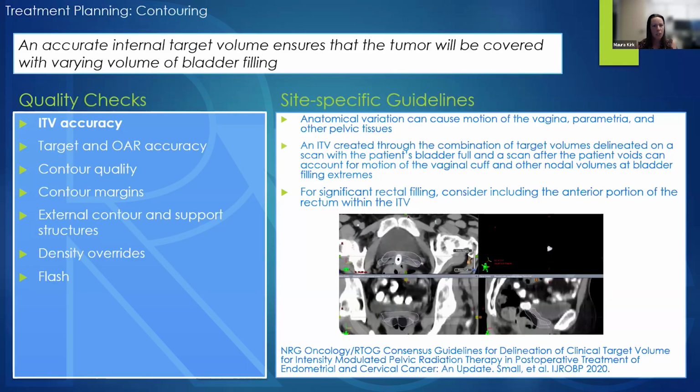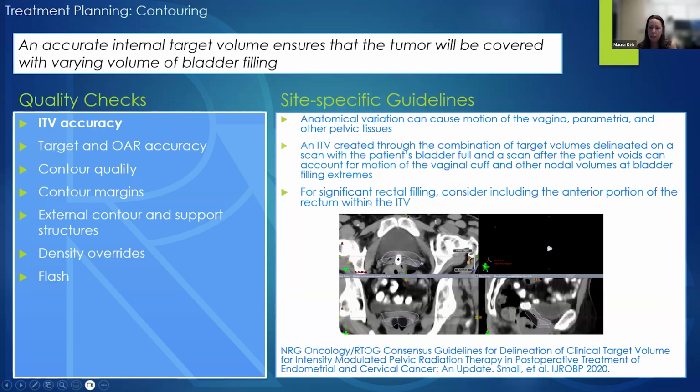Now we'll get into contouring. For ITV accuracy, in the pelvis, we want to ensure that the tumor will be covered with varying volume of bladder filling, rectal filling, bowel gas, and those types of things. So anatomical variation causes motion of the vagina, parametria, and other pelvic tissues. And you can create an ITV to get an estimate of that motion by combining target volumes that are delineated on a scan where the patient's bladder is full and a scan after the patient voids. And this can give you an estimate of how those tissues will move.